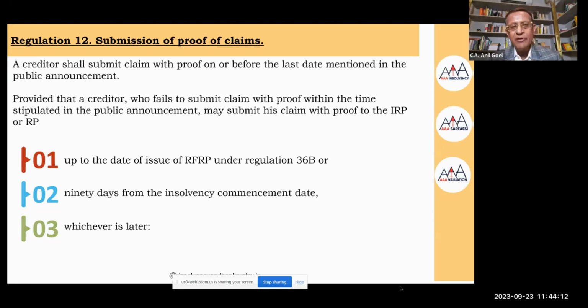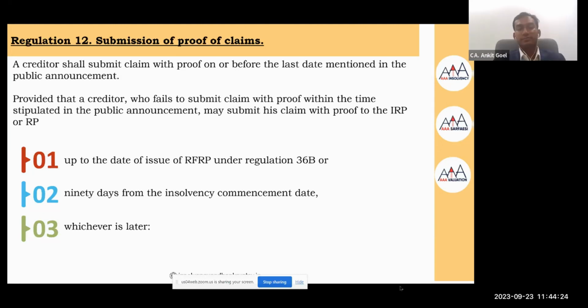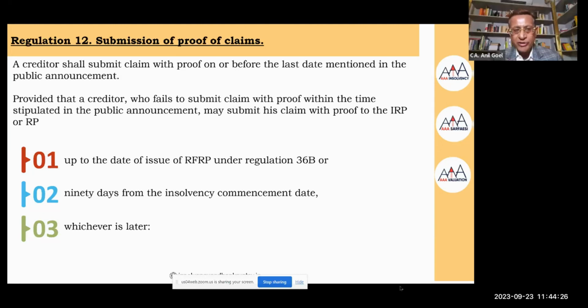Now, how the RP will verify it, how it will be witnessed, how it will be photographed, how it will be videographed. Now, the responsibility that the corporate debtor will always say that I hand it over. Then, as on that date, what was the inventory? Because see, he will take out a list from the books of account.